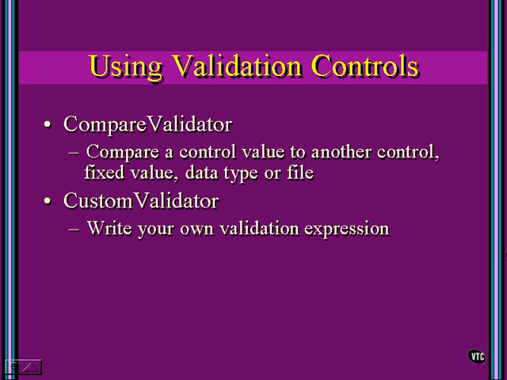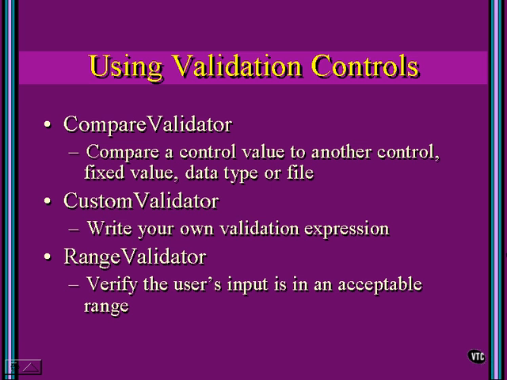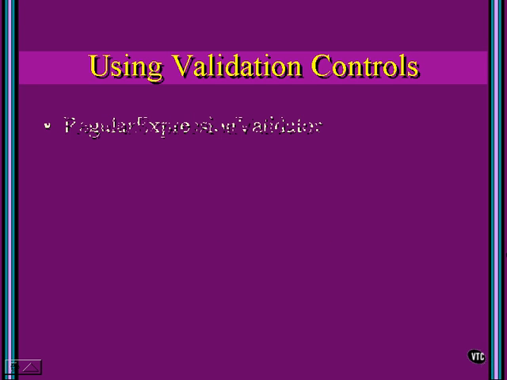Custom validator lets you write your own validation expression, and I would direct you to the documentation. You can use wildcards, and there's patterns and so forth that you can set. A range validator, which is what we're going to look at in just a few minutes in an example, will verify that whatever the user's inputting is within an acceptable range, and you decide what that is.